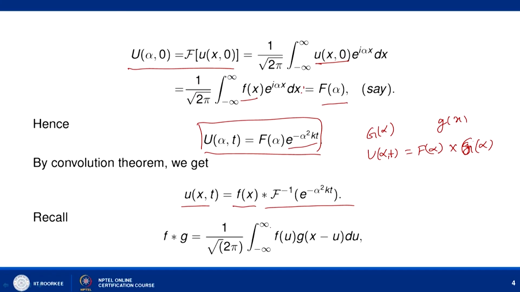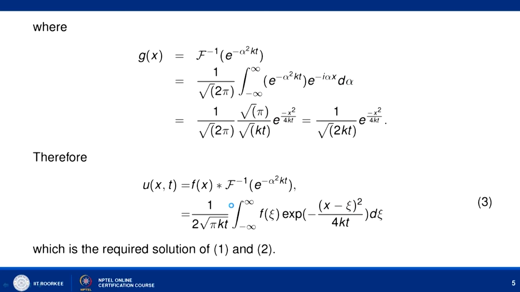And what does this convolution mean? Here we define convolution like this: f convolution g is equal to 1 upon root 2 pi integral from minus infinity to infinity f of u g of x minus u du. So, here this convolution is defined like this. Now, to write down this solution properly, I need to find out the inverse Fourier transform of e to the power minus alpha square k t.